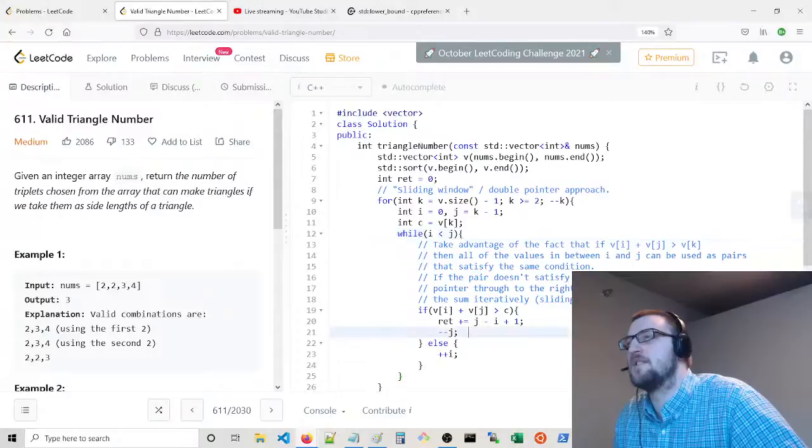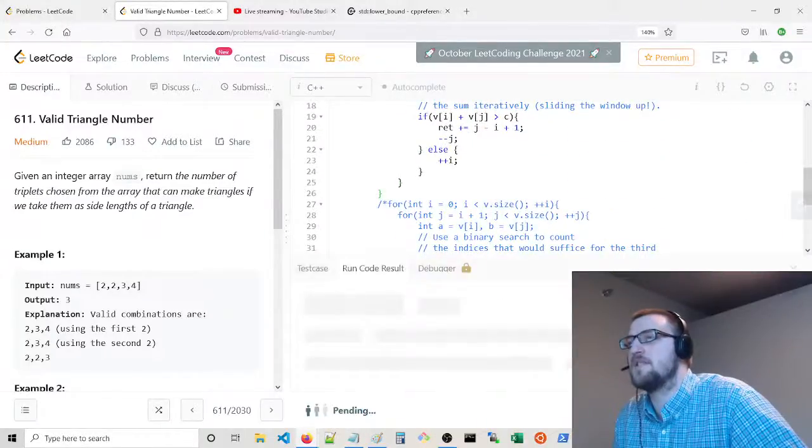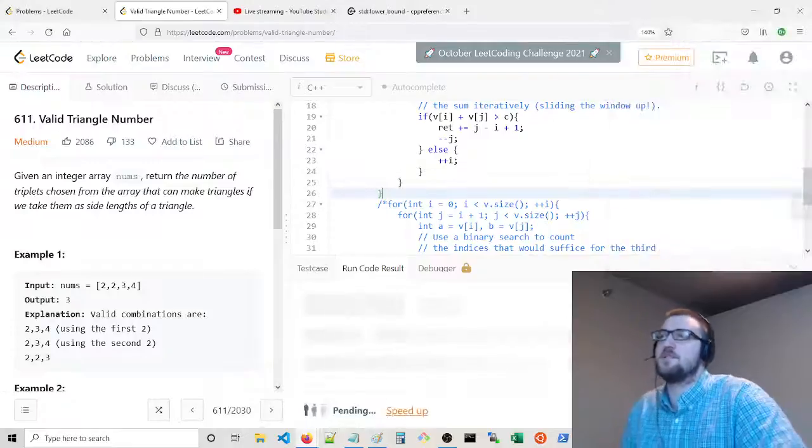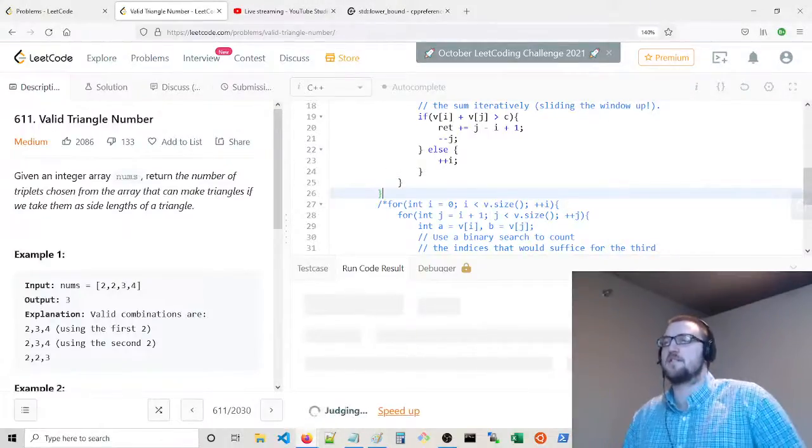And that's super simple to code. I would never have gotten that without looking it up. It would take me forever to think about it.